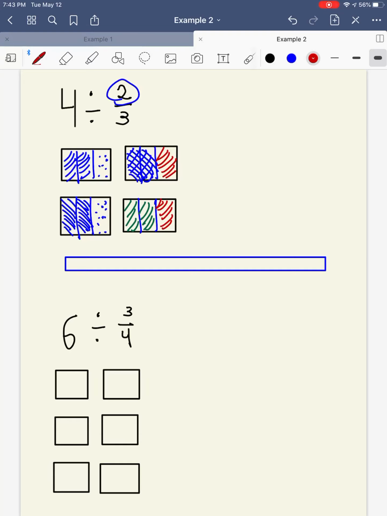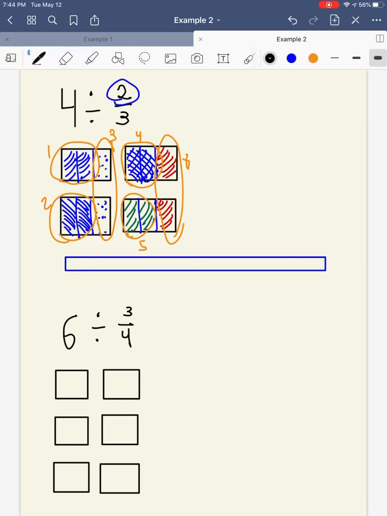So how many groups was I able to make? Let's switch colors again. I have one there. I have another one there. I have one right there because there's two of them. I have one here, I have one here, and then one more there. So that is 1, 2, 3, 4, 5, 6.